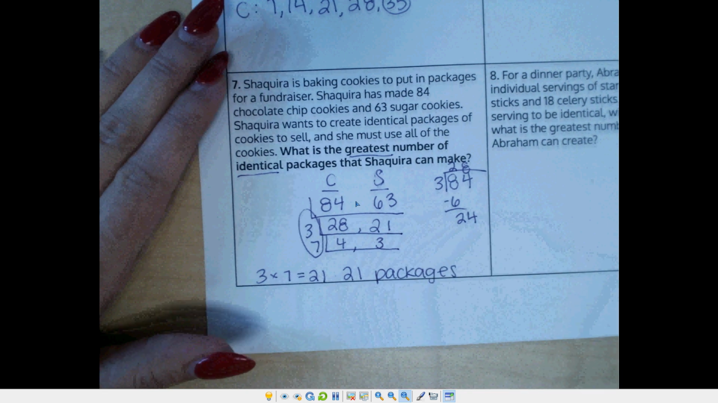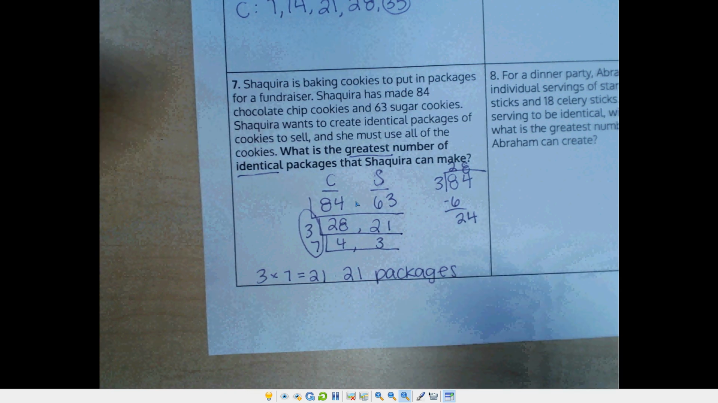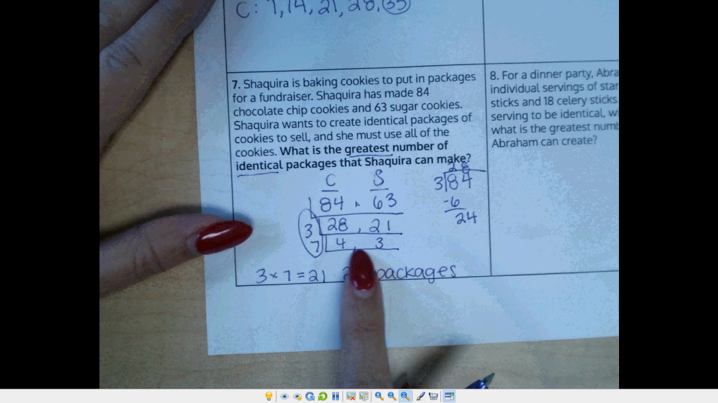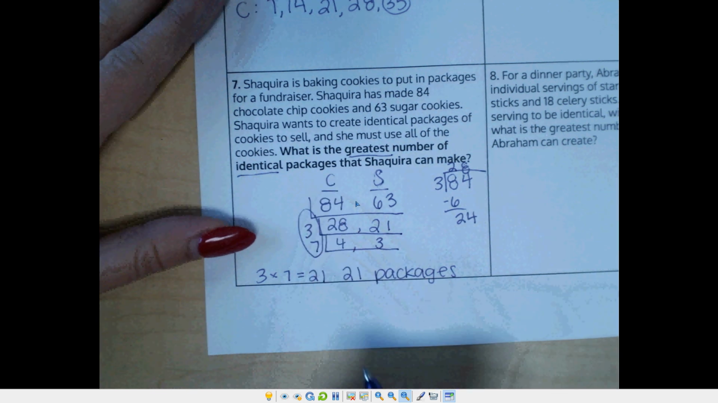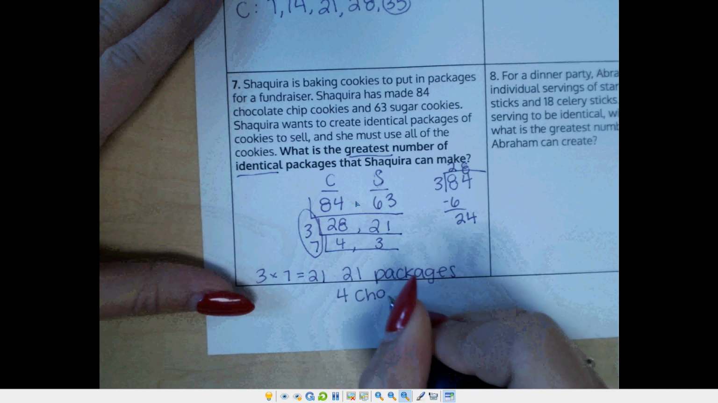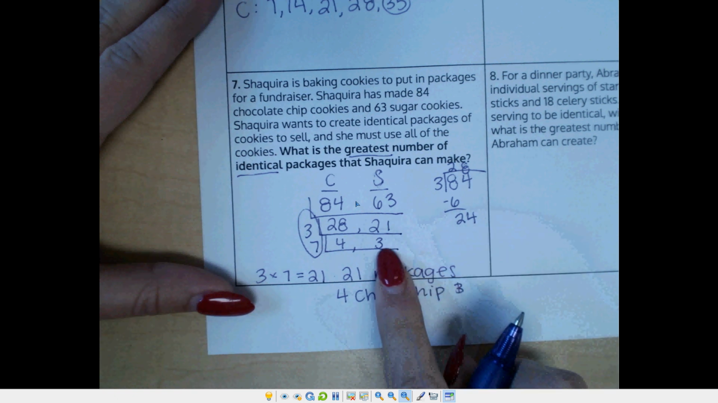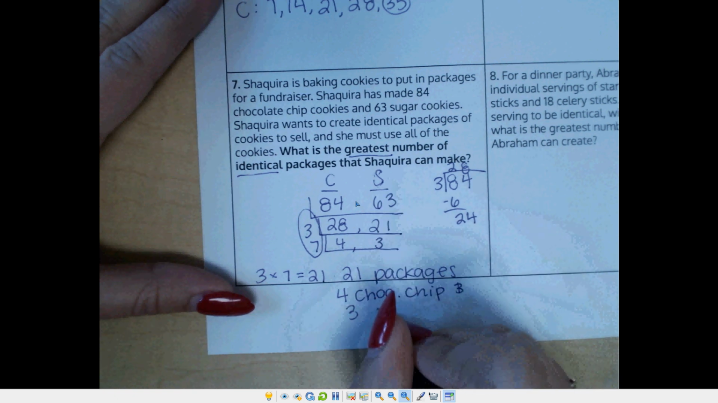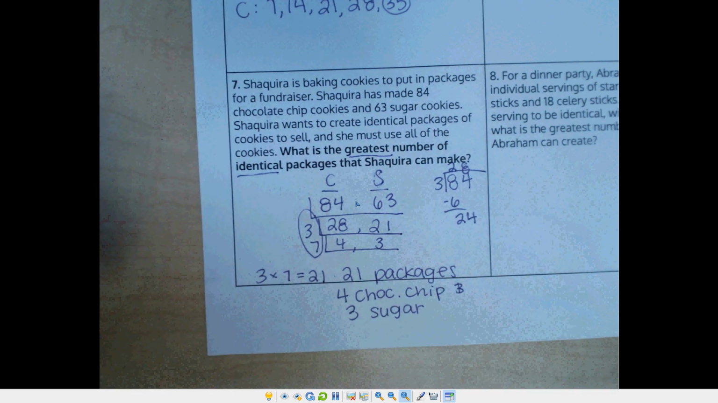But now I want to see, okay, what's in each group? I know the question doesn't ask for it, but sometimes they do. So I look at my last row, and I see, okay, 4 lines up with my chocolate chip cookies. So I have 21 packages with 4 chocolate chip cookies and 3 sugar cookies. And that's how I solve for greatest common factor.